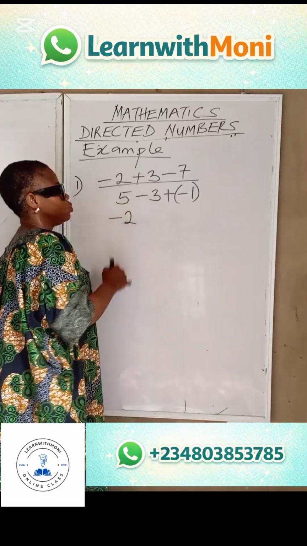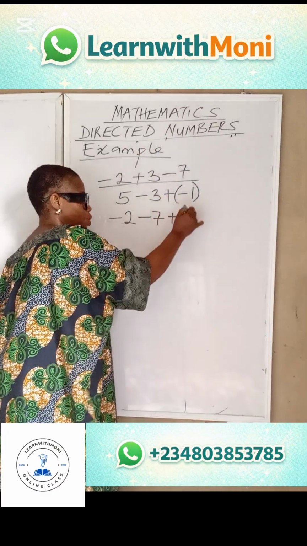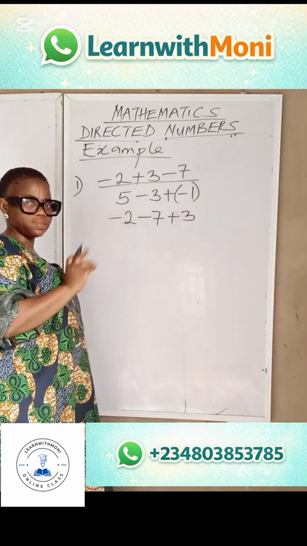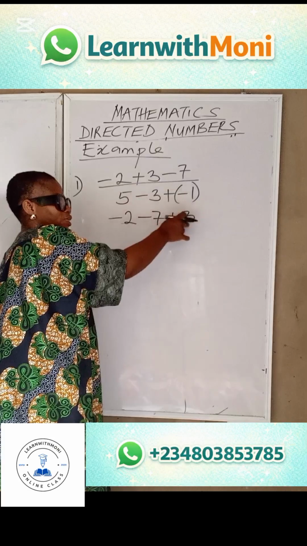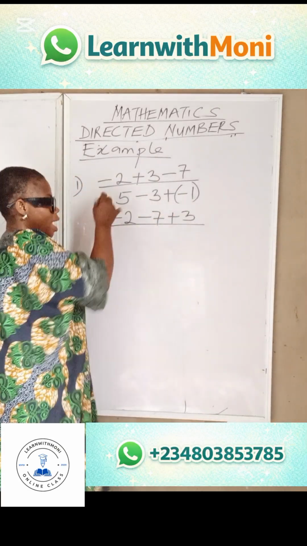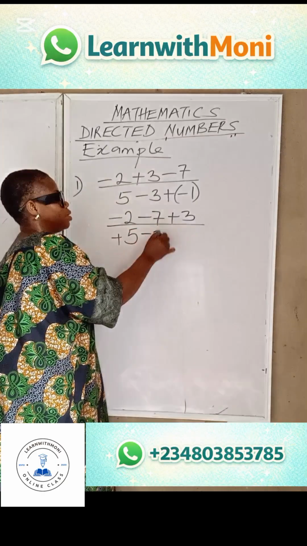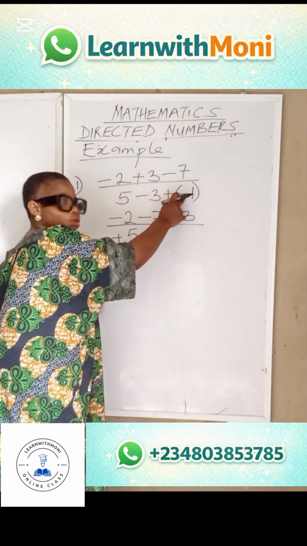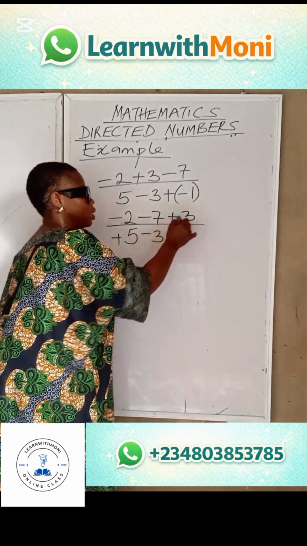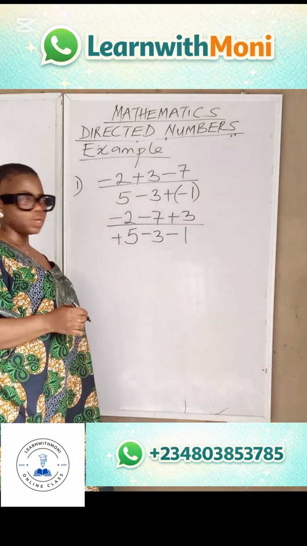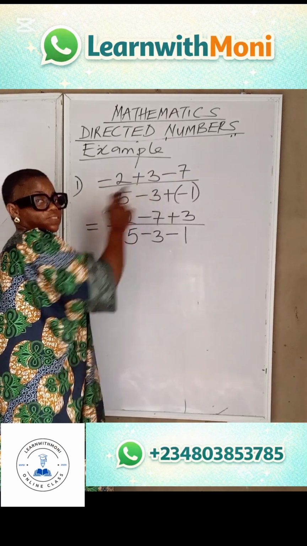Let's rearrange. It will be easier for you that way. I have minus 2. This is minus 7. Minus 7 and plus 3. It is acceptable. It is still the same thing. Minus 2, minus 7, plus 3. And at the bottom, I have positive 5 minus 3 plus times minus. Once the signs are different, the result is minus. That is minus 1.